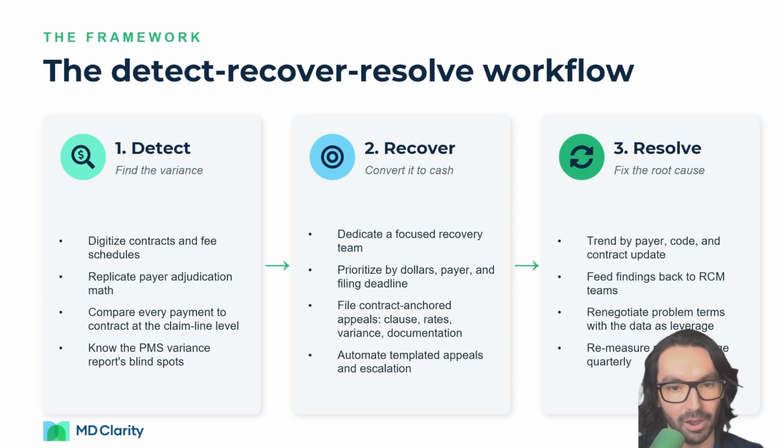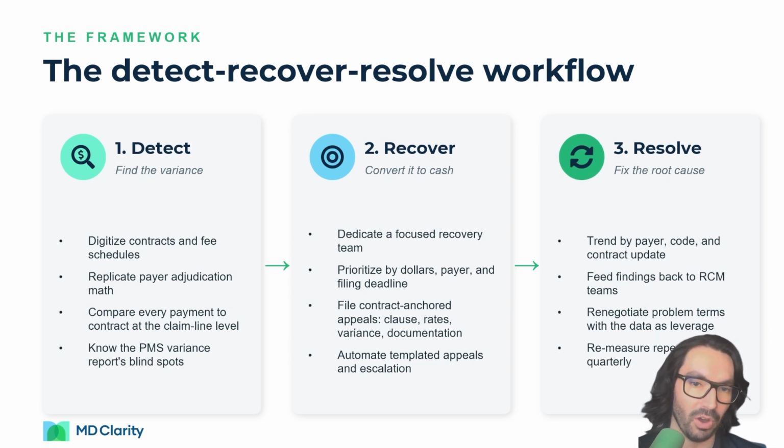Phase 2, recover. Convert variance into cash. Dedicate resources, a team or individual focused solely on underpaid accounts. Group and prioritize by dollar amount, by payer, and by claim age, with special urgency for claims nearing the timely filing deadline, and build contract-anchored appeals. A successful appeal is specific: claim identifiers, a clear variance statement of expected versus actual, the exact contract clause that supports your position, and the supporting documentation. Generic complaints lose. Contract citations win. Remember, 70 to 85% recovery when you cite the exact rate exhibit.